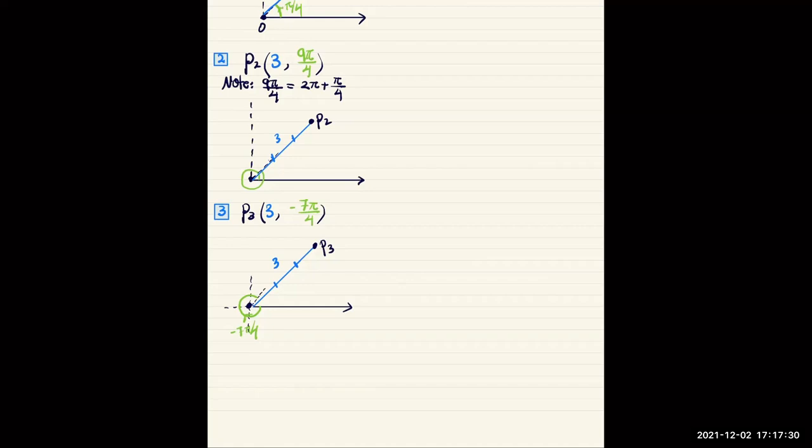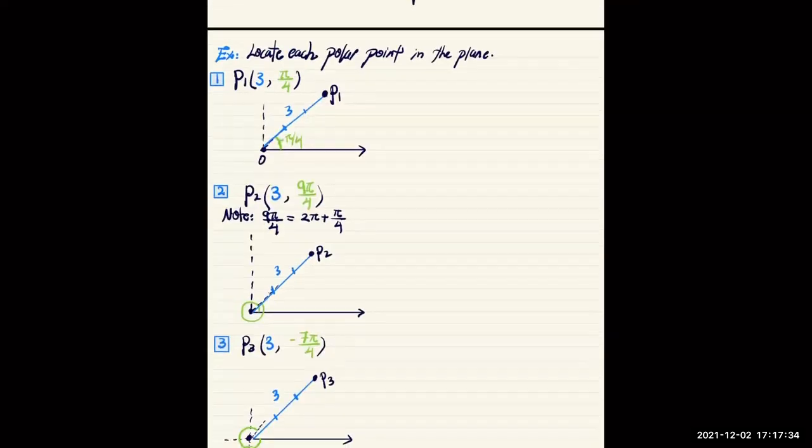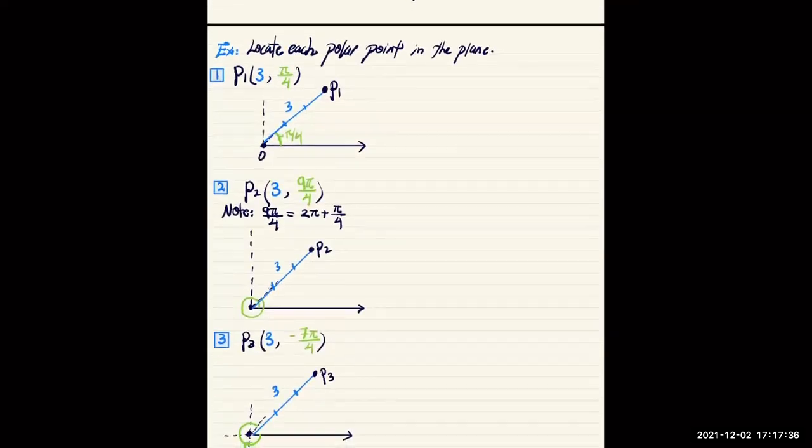Let's come up now finally with an address with a negative R for that point. I'll just tell you what the address is. Let's call it P4. P4 is negative 3 for R, and let's say 5 pi over 4 for theta.